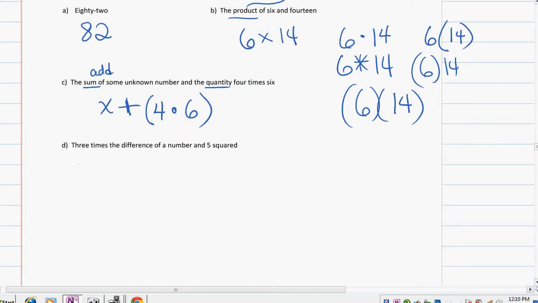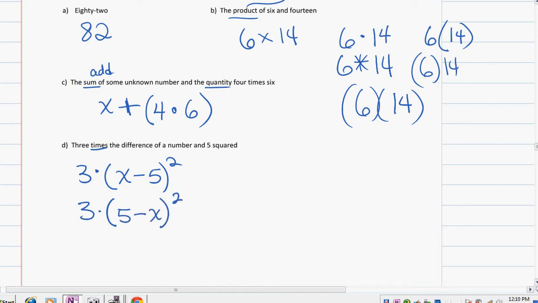but there are cases where it's not so clear, even to a trained eye. 3 times, again multiply, times the difference of a number and 5 squared. So 3 times the difference of a number and 5 squared could be this, or 3 times the difference of a number and 5 squared could be that.